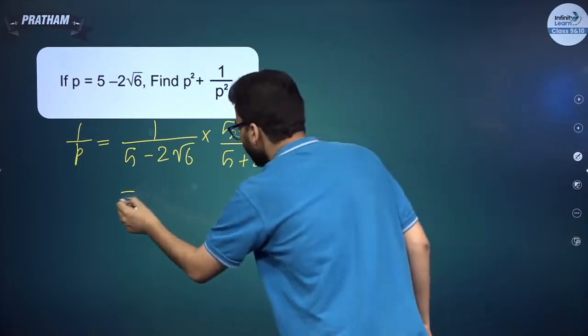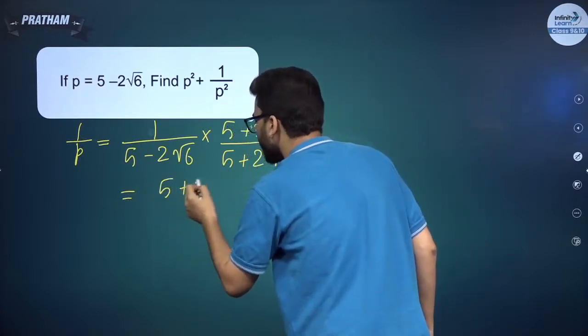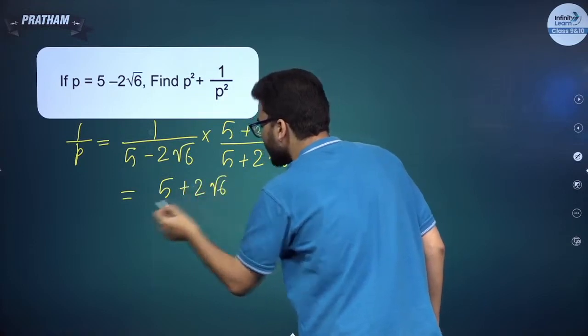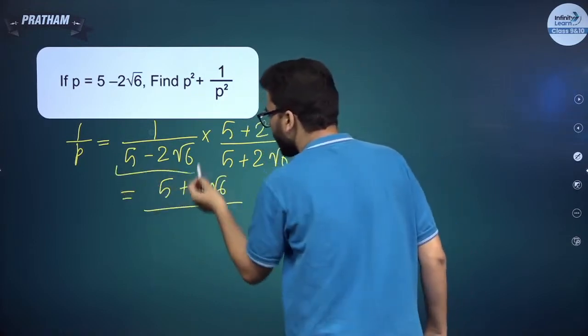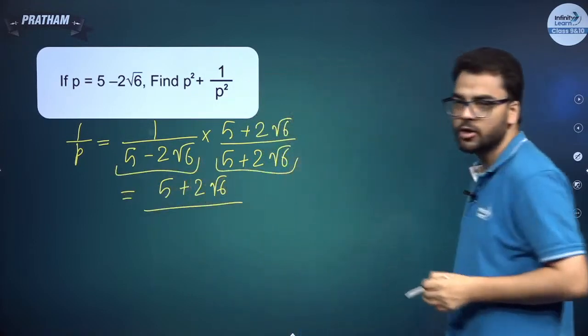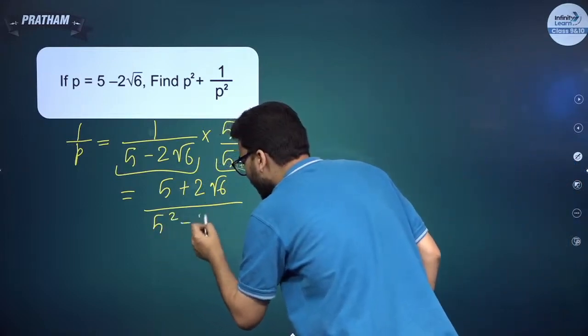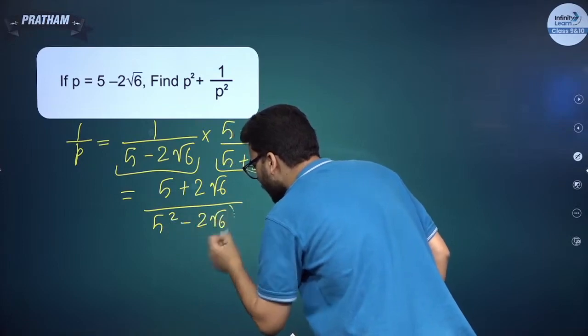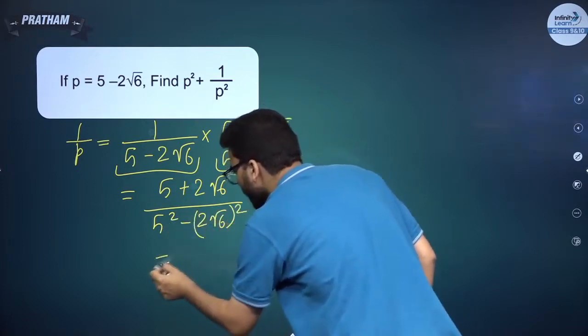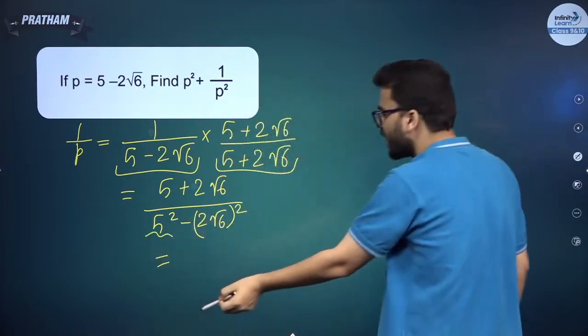So basically in the numerator it is of the form 5 plus 2 root 6, and in the denominator it is of the form a minus b, a plus b. So it will be a square minus b square. So it will be 5 square minus 2 root 6 the whole square over here, right? So basically over here 5 5s are 25, right?